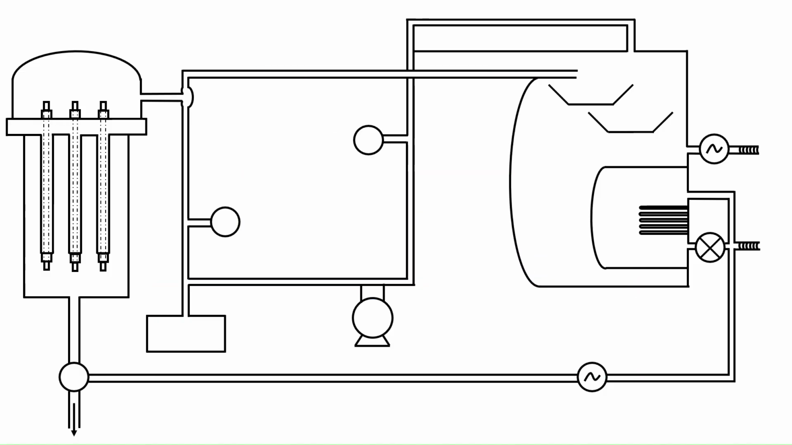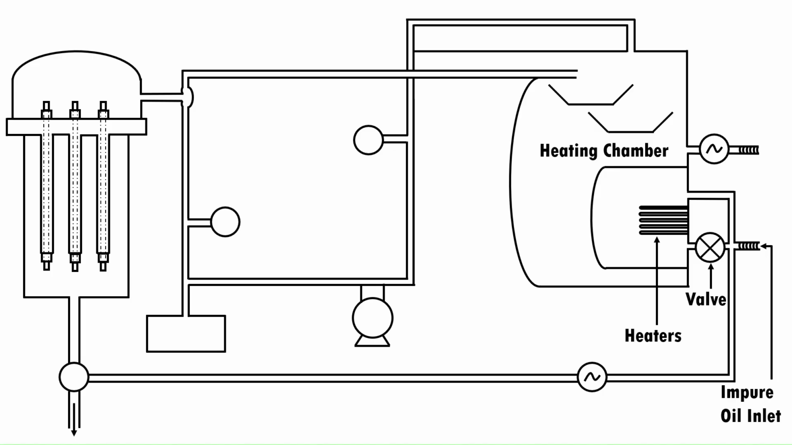A valve is provided to allow the oil to enter the heating chamber. For heating purposes, heaters are provided in the heating chamber. A pressure tank is used to increase the pressure of the oil. Filtration is done in the purifier chamber by using several filter packs. After the filtration process, accumulated dirt, dust and sludge can be removed by using the sludge delivery valve.